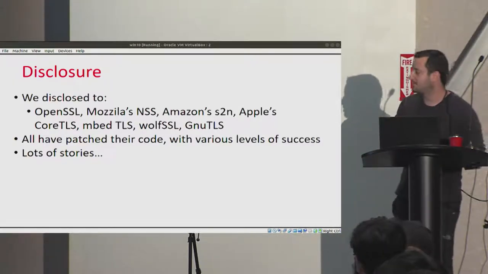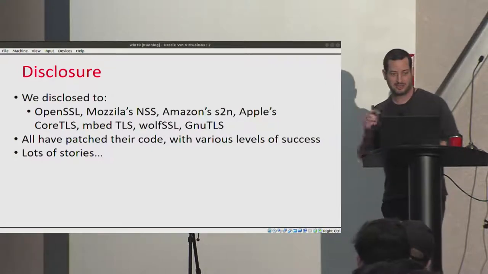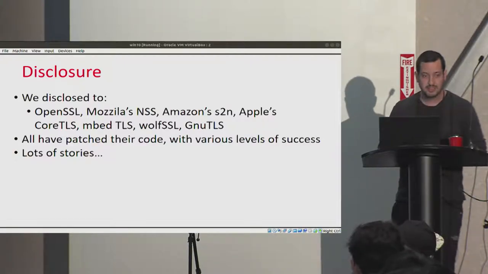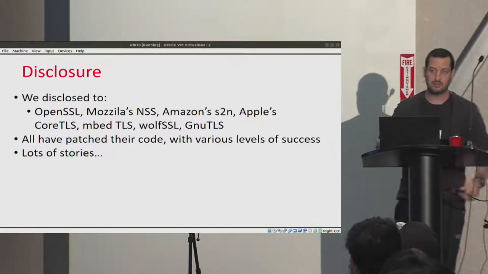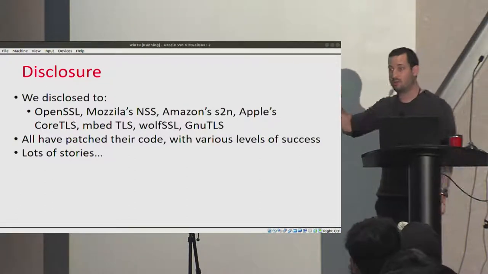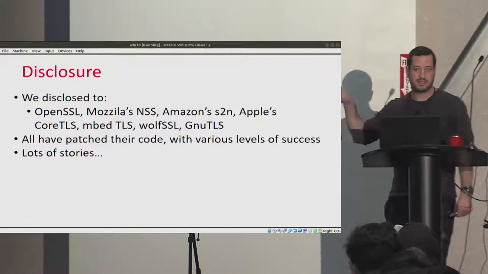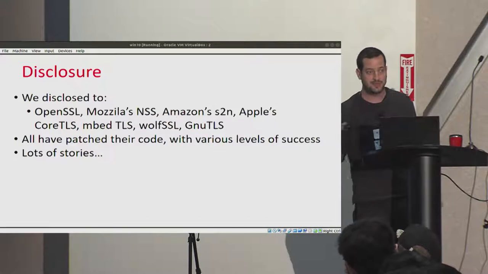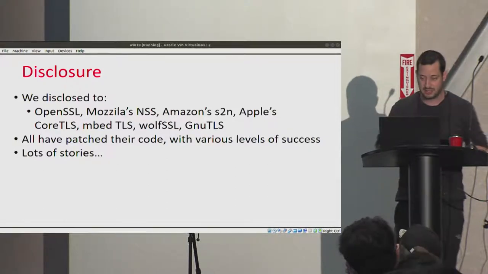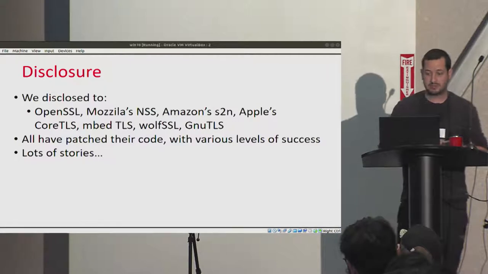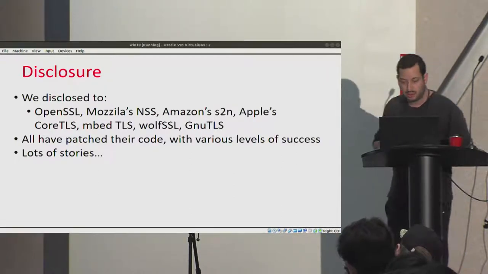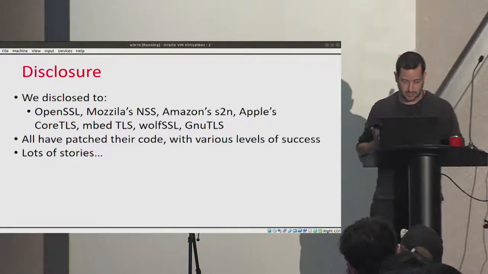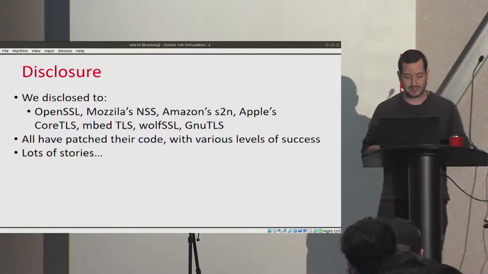So we decided to give 120 days embargo period, to make sure that everybody will be able to fix it. And this is something that's relatively difficult because you have here some very large companies with people that are paid for it, and some open source implementation that there's one guy that does all of the coding on his own spare time. We need to somehow coordinate all of these different parties. In the end, all of them have patched their code. And with some various level of successes, we have some libraries that we think that didn't patch it well enough, but most of it was okay.